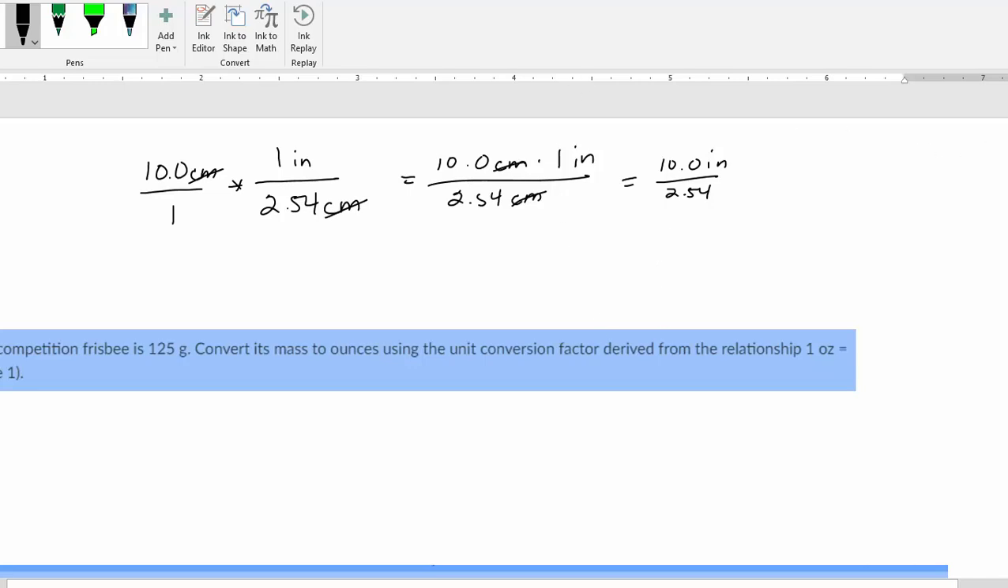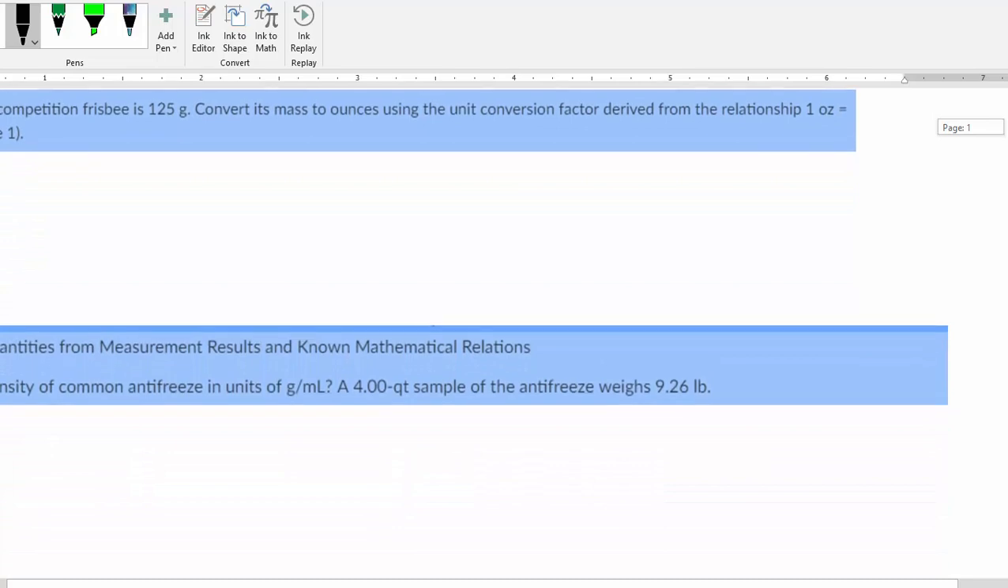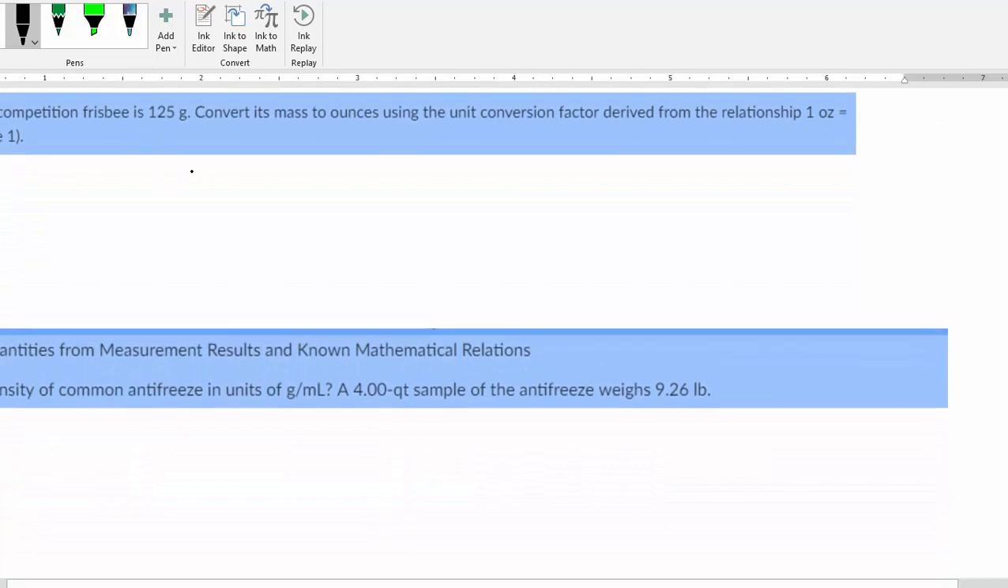So let's work some problems here all the way through. The mass of a competition frisbee is 125 grams. We want to convert 125 grams into ounces using the conversion factor that we found. 1 ounce is equal to 28.349 grams. Well, we need to use that conversion factor as if it is a fraction. So it is an equivalent. So 1 ounce is the same as this.